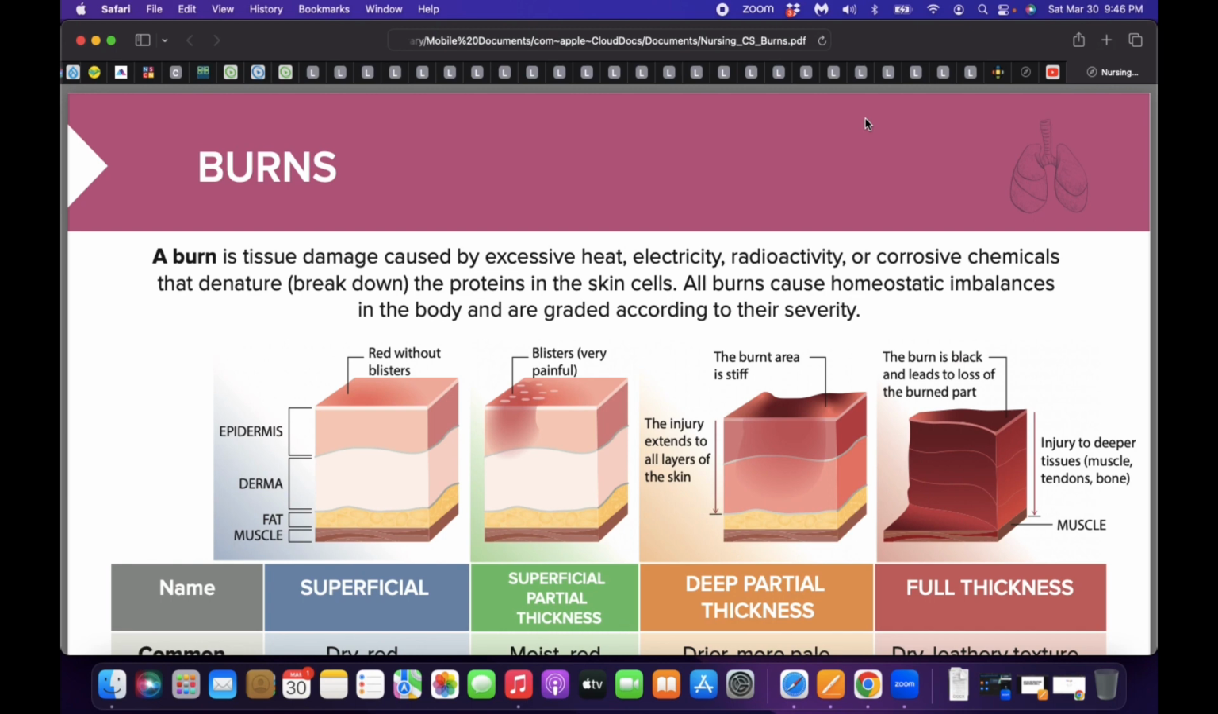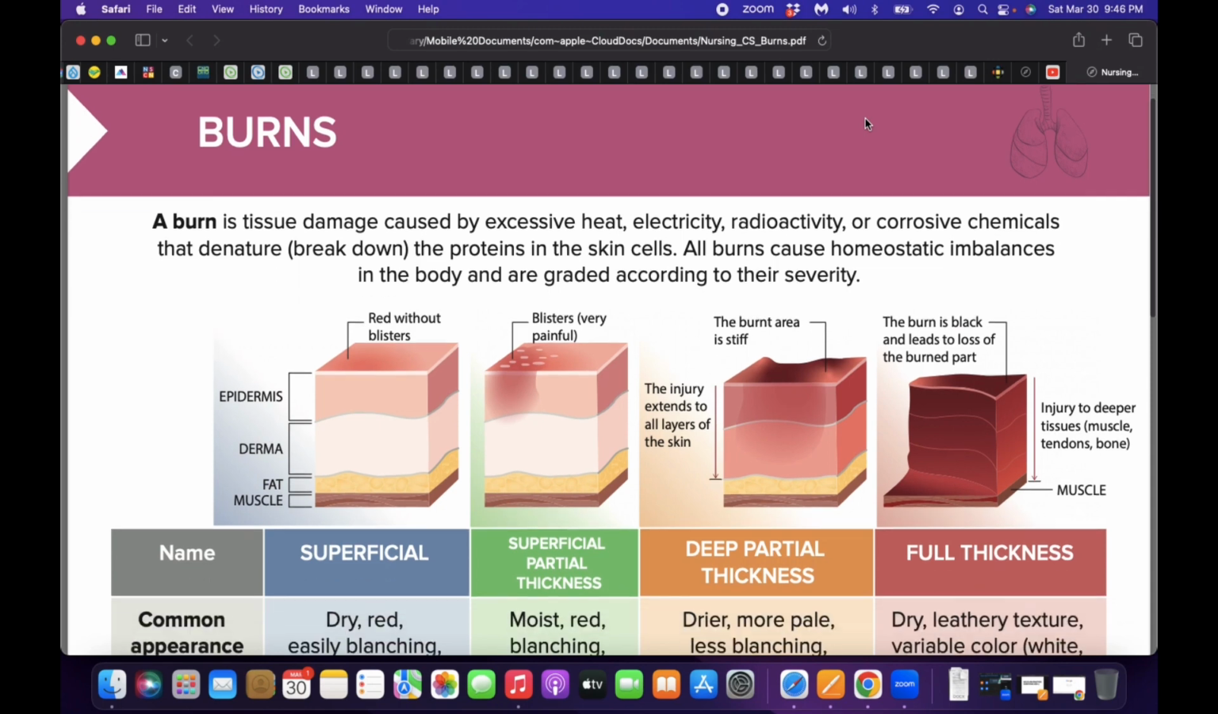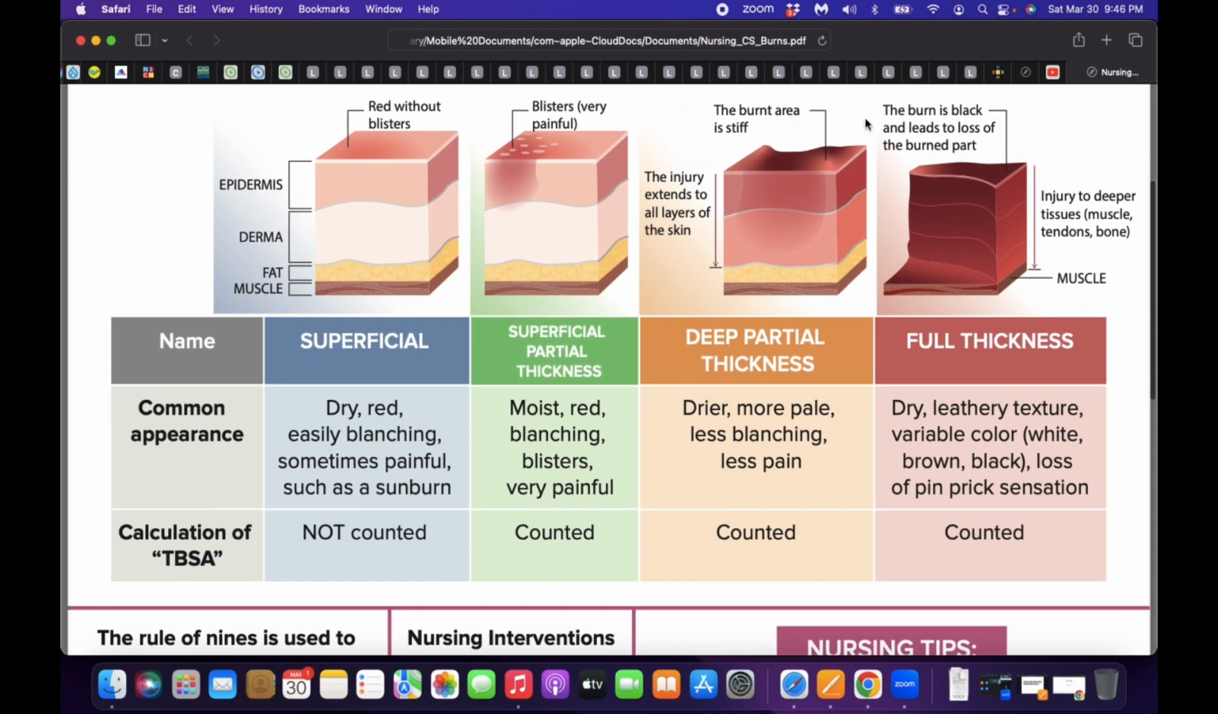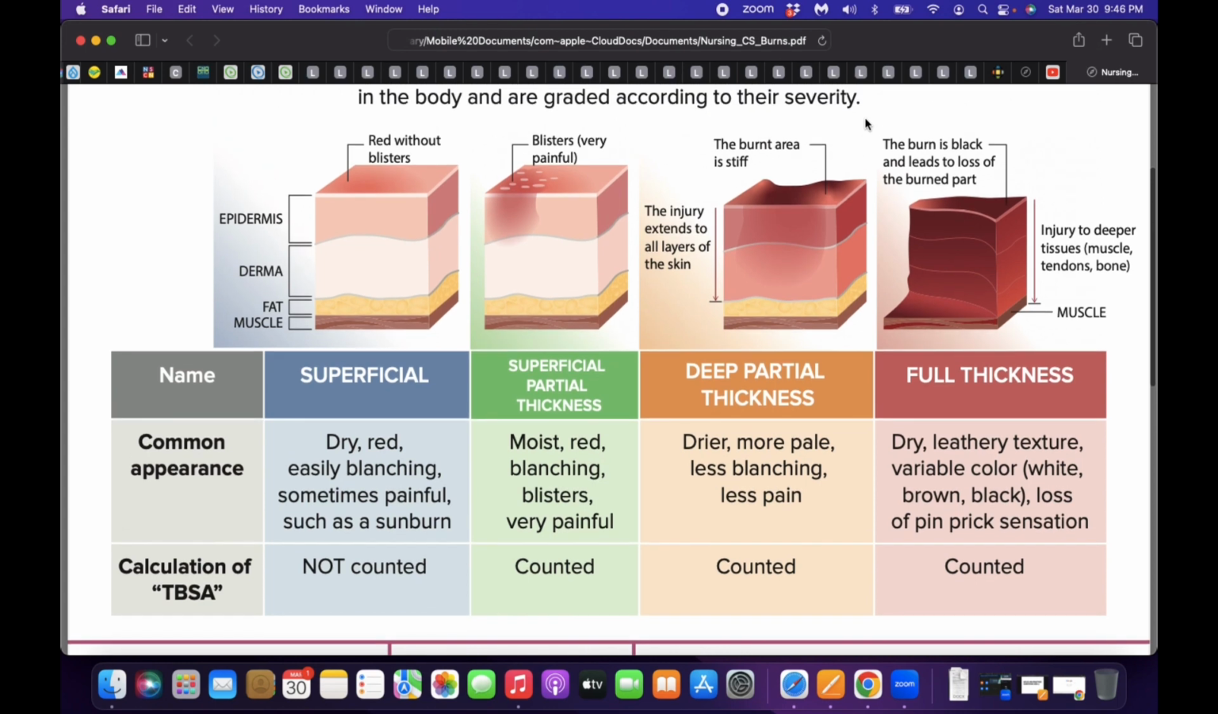Burns are classified according to the depth of tissue destruction as superficial, superficial partial thickness, deep partial thickness, and full thickness. The common appearance for superficial is dry, red, easily blanching, sometimes painful, such as a sunburn.